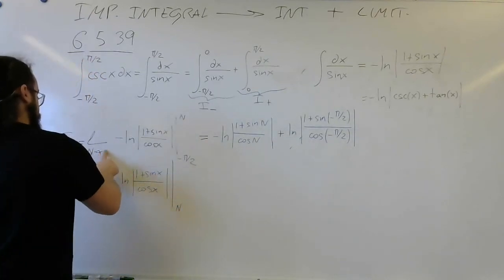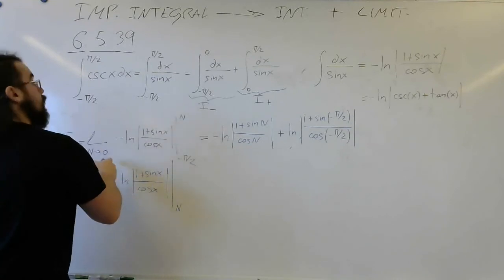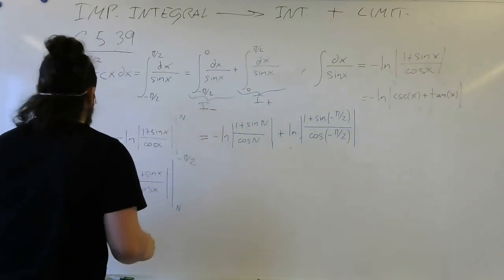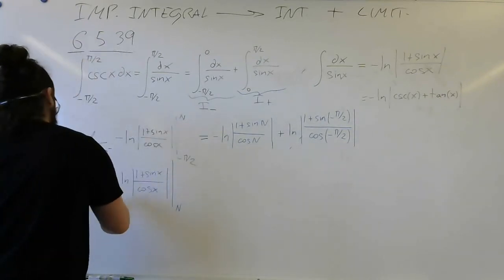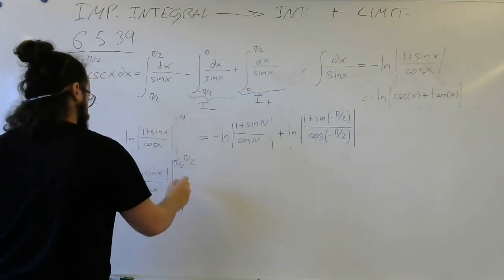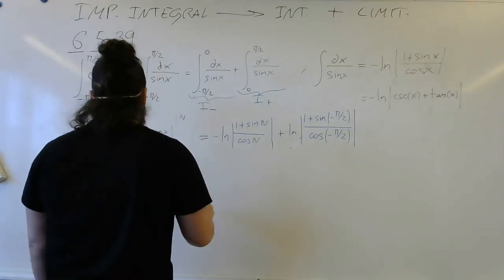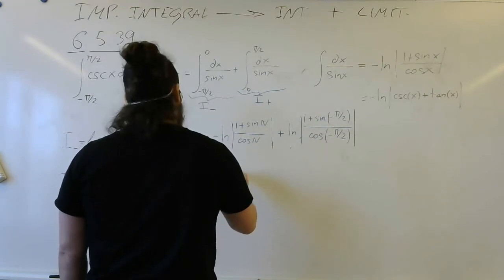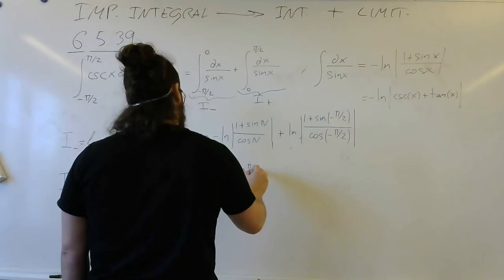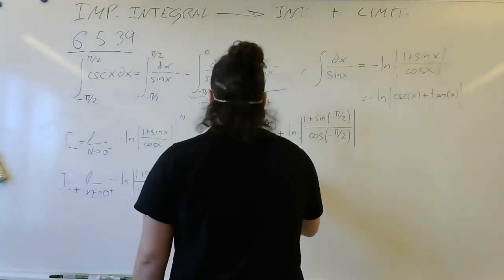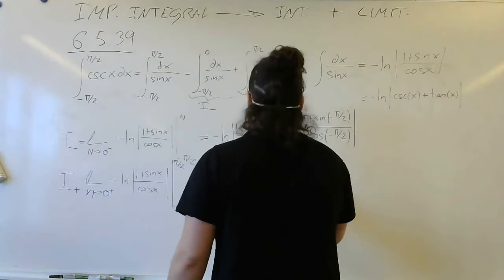Sorry, n tends to 0. 0 minus 0 plus. This is minus the logarithm of 1 plus sine pi halves over cosine pi halves, minus, with this minus, plus.